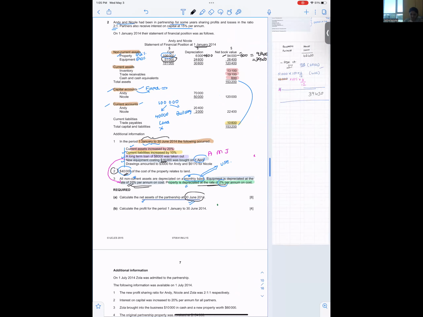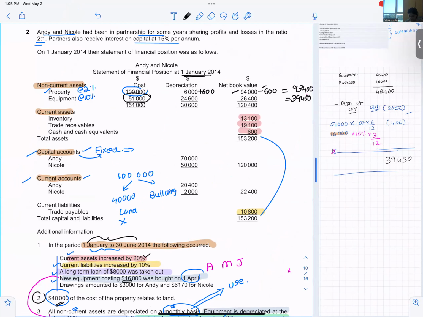Let's go to the next part. They are saying current assets increased by 20%. So these are my total current assets. This is increased by 20%, so into 120%. So it is 13,100 plus 19,100 plus 600. So this total is 32,800 and it increased by 20% into 120%. So this is coming up to 39,360.